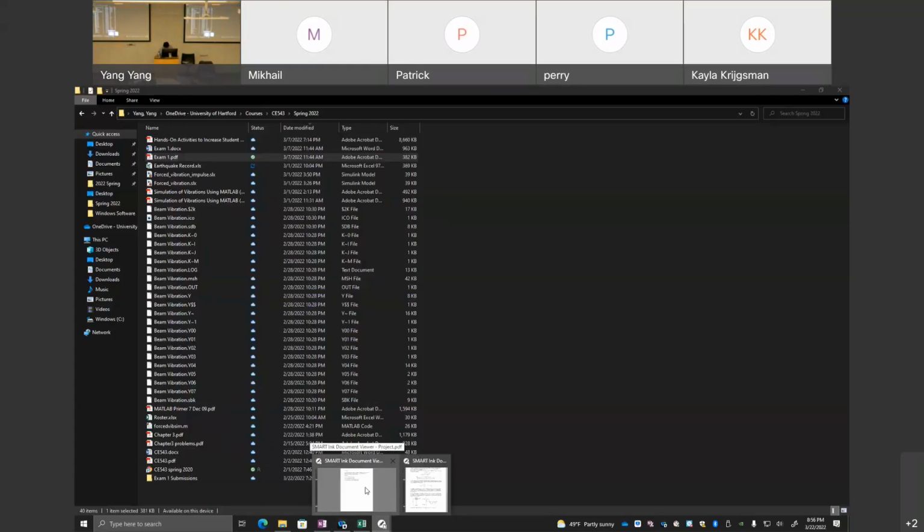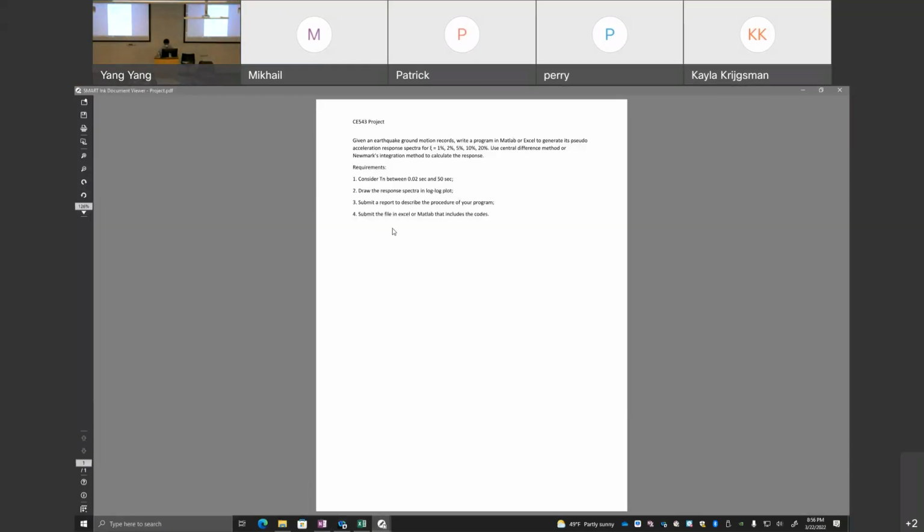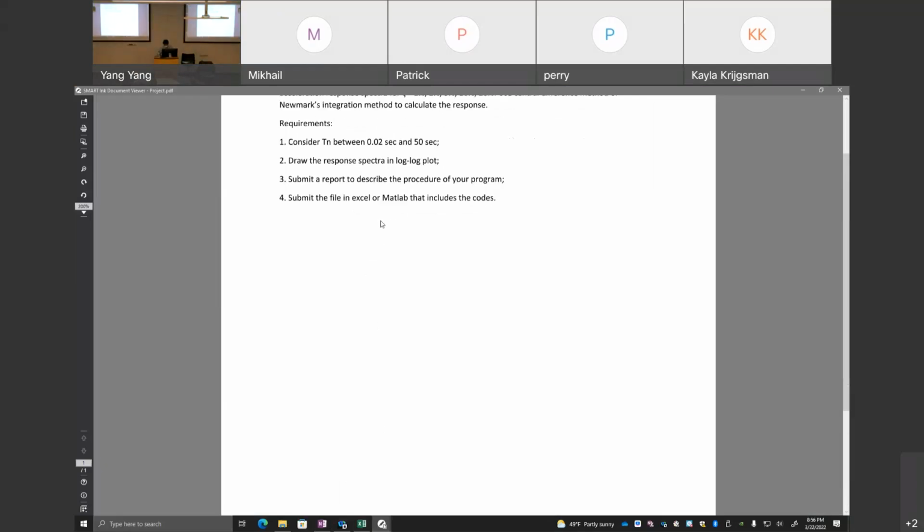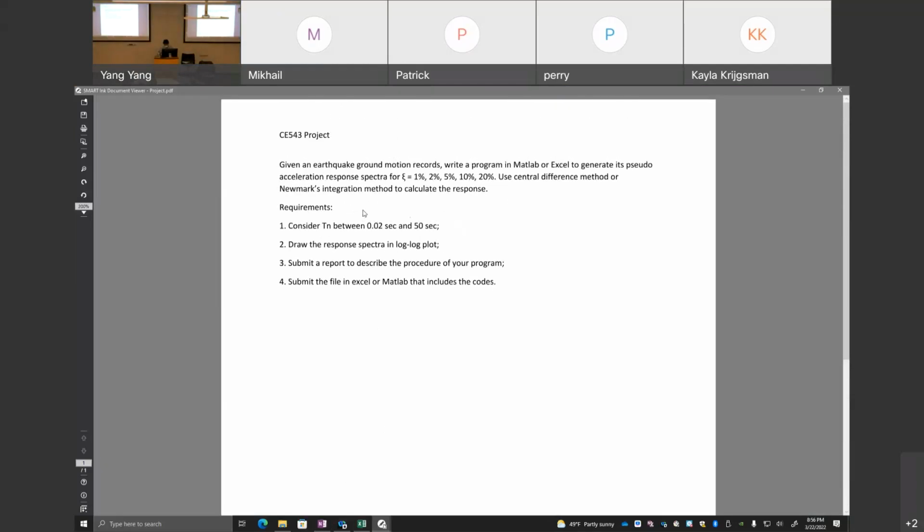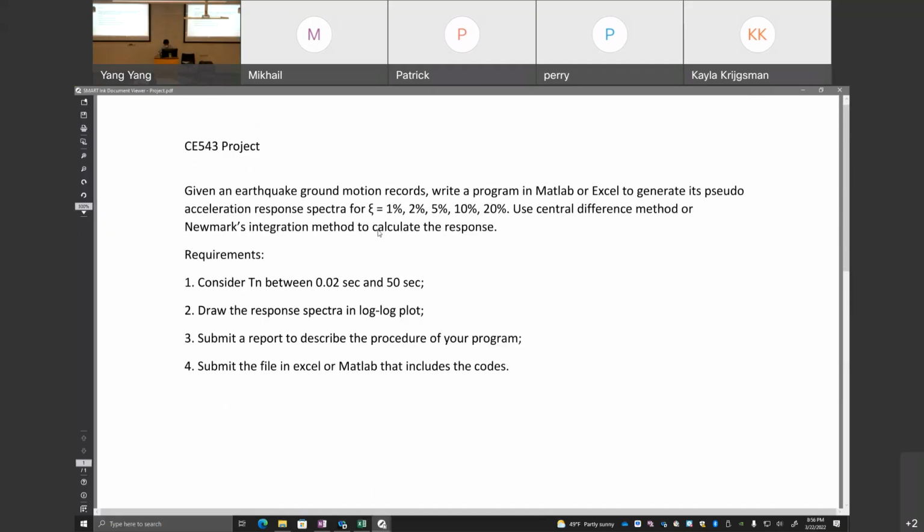So probably I'm just going to extend the due date for the project, because it's almost the end of March. I will extend that to the middle of April so that we will have adequate time, because tonight is the first time we talk about the numerical integration over here.